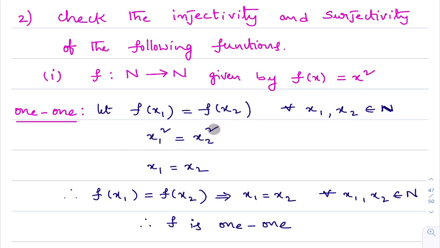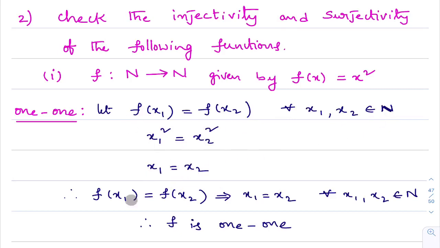If x1 square equal to x2 square, you apply square root on both sides. As x1, x2 both are natural numbers, you will get x1 equal to x2. See here, you apply square root on both sides, you will get x1 equal to x2. There is no question that negative numbers will come because x1, x2 both are positive numbers. Square root of a positive number is always positive. What I am trying to say, if x1 square equal to x2 square, when x1, x2 are natural numbers, then definitely x1 equal to x2. You apply square root on both sides, the square root will get cancelled, you will get x1 equal to x2.